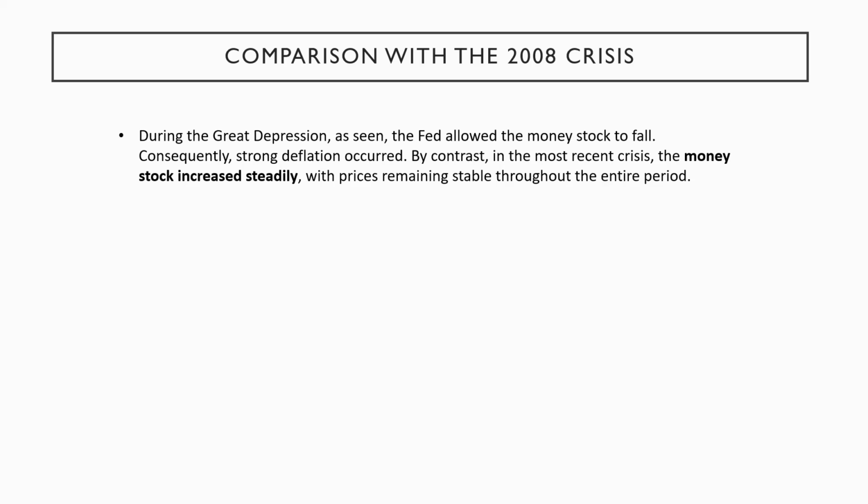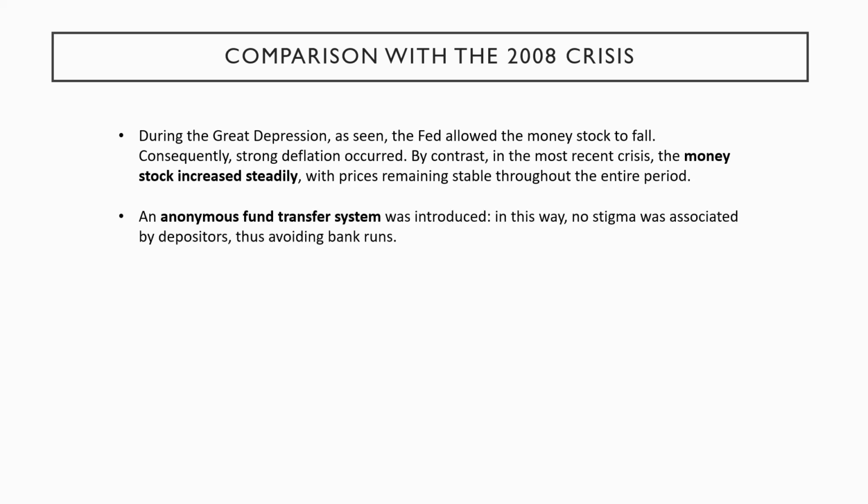The Fed did not make the mistake of confusing low levels of lending in the discount window with the idea that banks did not need further liquidity. On the contrary, in 2008 it encouraged the use of loans from banking institutions. An anonymous fund transfer system was also introduced. In this way, no stigma was associated with depositors, thus avoiding bank runs. The Fed has shown itself willing to offer loans to avoid the bankruptcy of those institutions capable of generating systemic risk. This did not happen in the 30s.